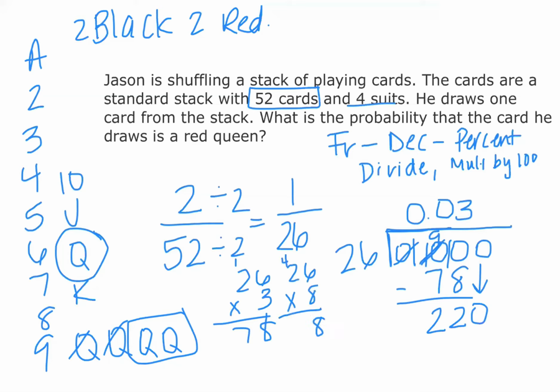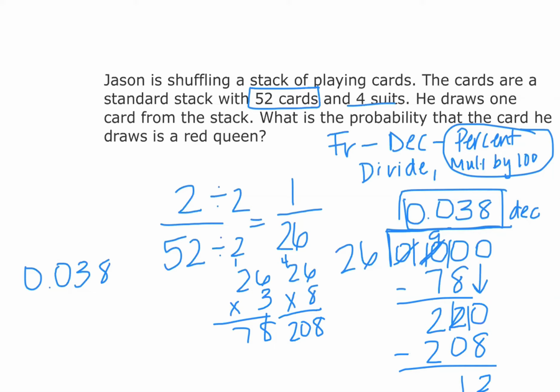So let me make some space to keep doing my math. All right. So I have 0.038 as my decimal. Now I need to take it to percent by multiplying it by 100. There are 2 ways of doing this. You can actually multiply by 100, or you could just move the decimal over 2 to the right. 1, 2.